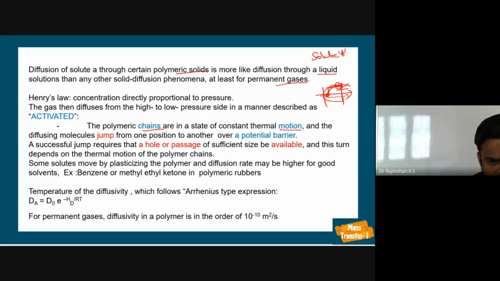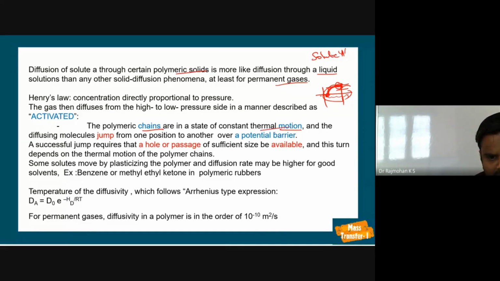The polymeric chains are in continuous thermal motion. The diffusing molecule will be trying to jump from one position to another over a potential barrier, a minimum potential barrier. Once its energy is more than the barrier, it will go to another place. Otherwise, it will return to its original state. So the size and the holes available will depend upon how this thermal motion is.